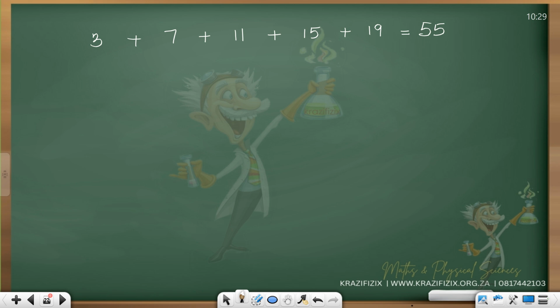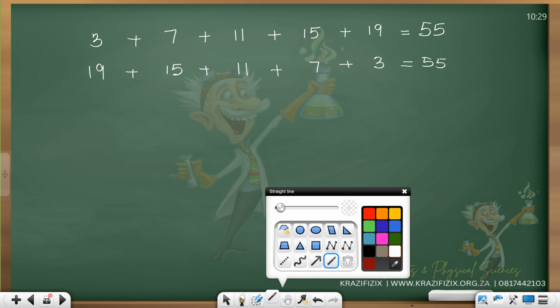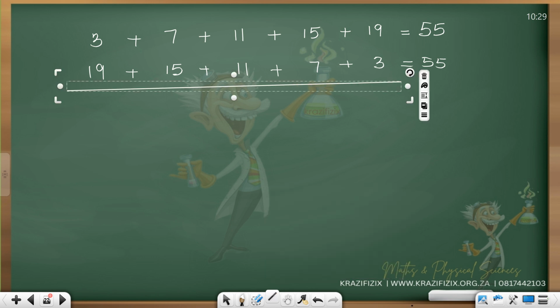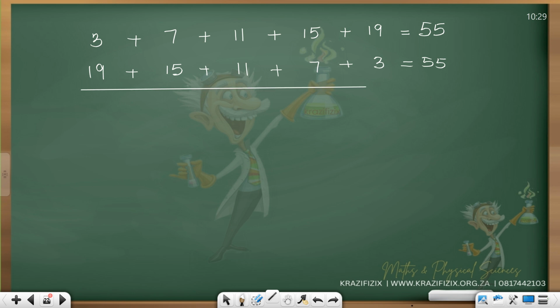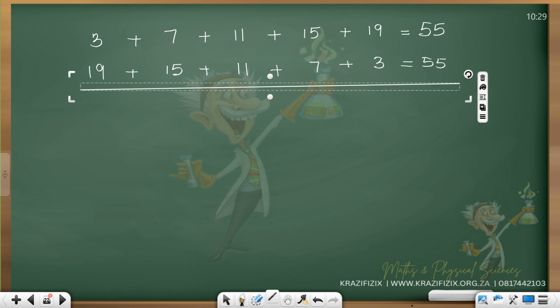Can we reverse it? 19 plus 15, 11 there. So automatically we are going to have 55, right? Okay, let's add downwards. That's the magic. And this would answer your question. What's the first one going to be?